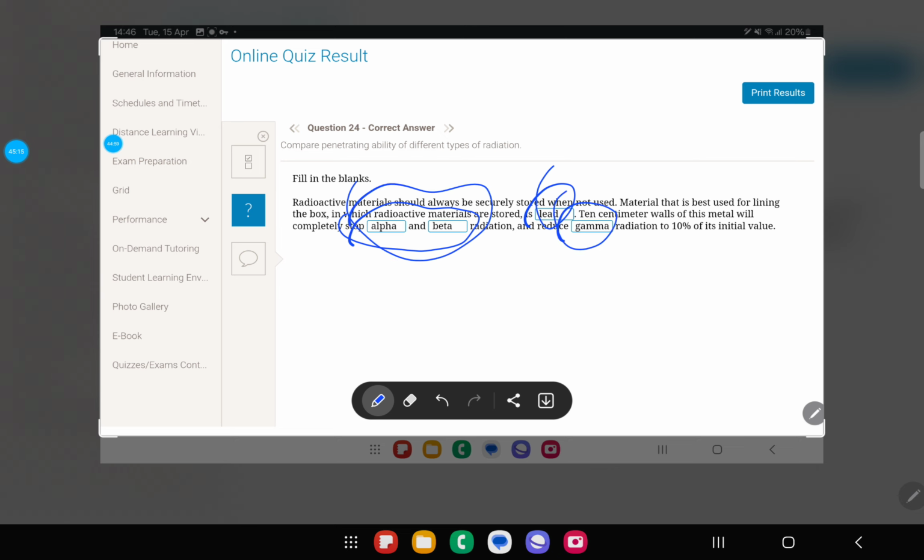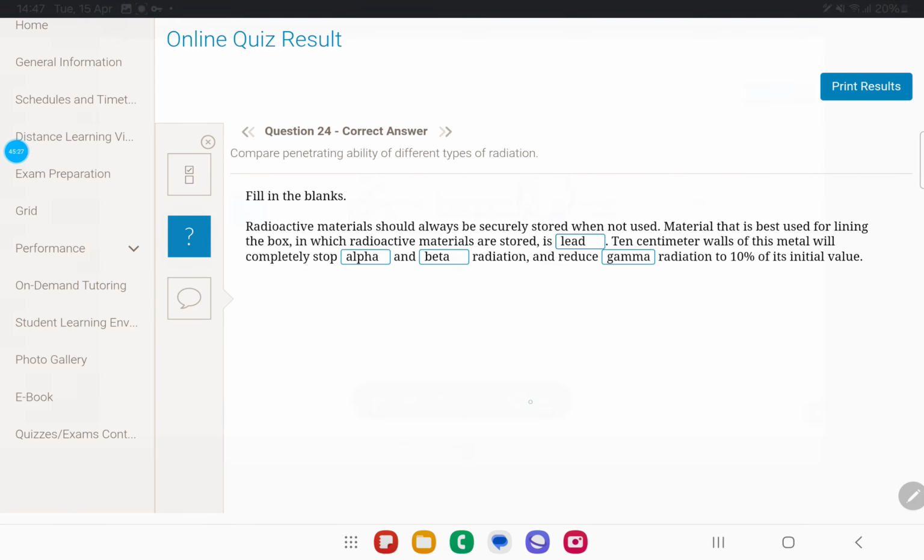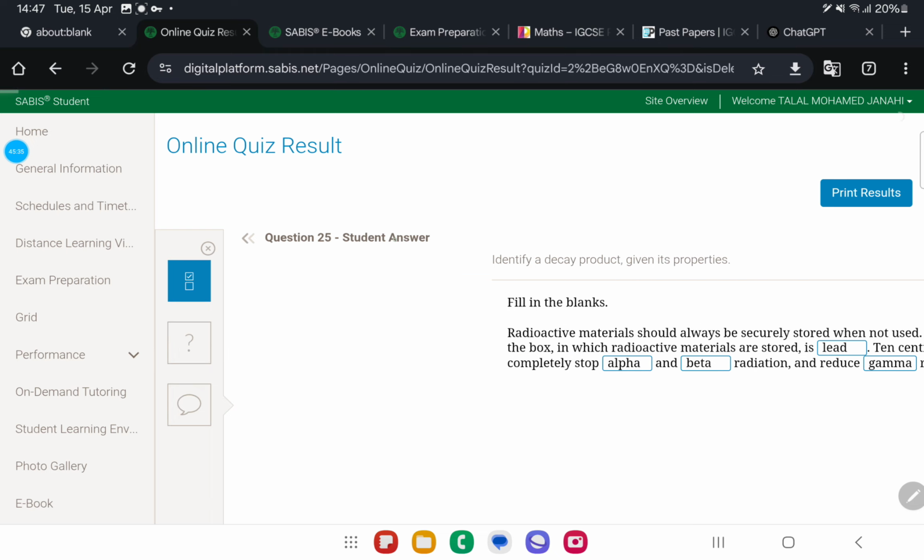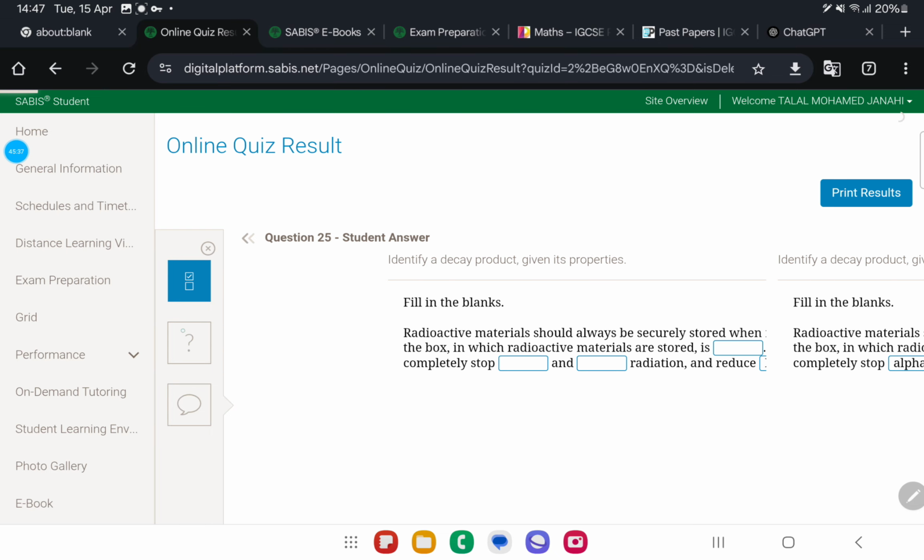But for gamma, of course, nothing can stop gamma, so it will just reduce gamma to 10% of its initial value. Just remember, gamma can't be stopped, alpha and beta are stopped. Lead is a dense material that is very strong, that can stop both alpha and beta, but can't stop gamma, but can reduce it. So yeah, just memorize it like this.